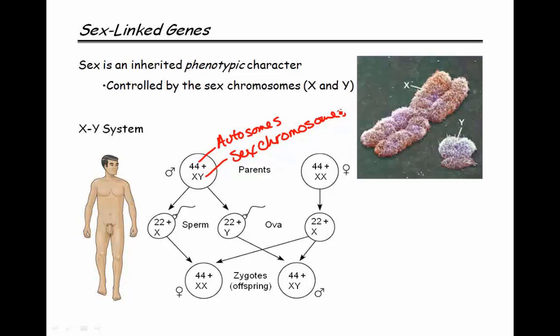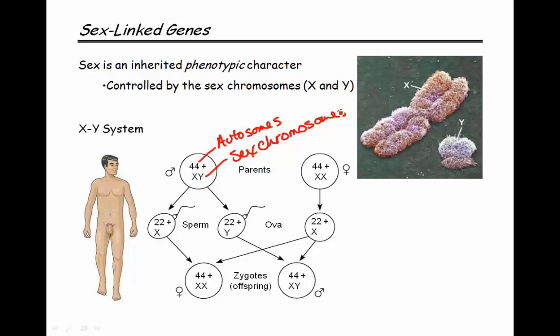Now, the female will always contribute an X to her offspring, and then the male will contribute either an X or a Y, 50% chance of either one, and that's why typically we say that the male determines the sex of the offspring, because he gives either an X or a Y. If he contributes an X, then it will be a female offspring. If he contributes a Y, then it will be a male offspring.